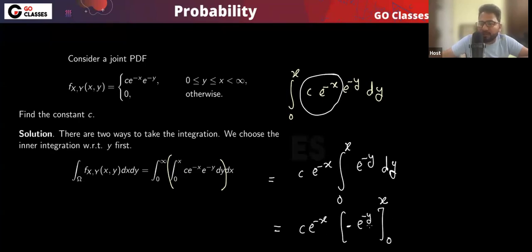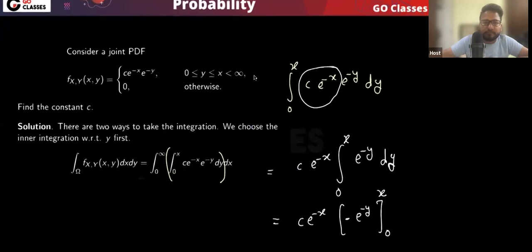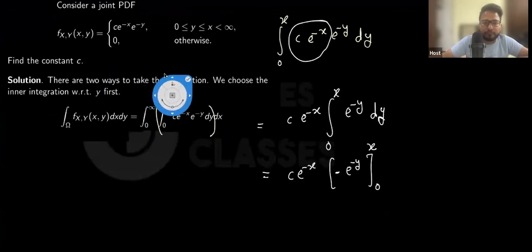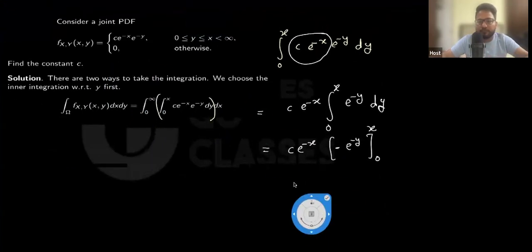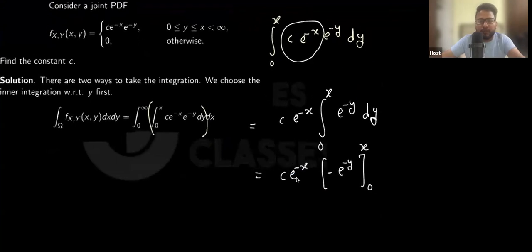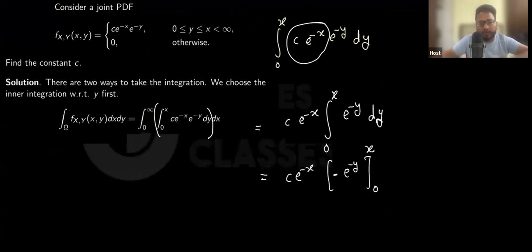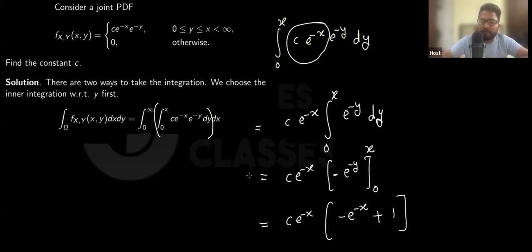Now you just put in this x, and then this 0 also. Let's see what you are getting. If you put x, then it will be minus of c e power minus x. If you put 0, then minus and minus will be plus, and it will be 1. So this is what you are getting inside. Let me know if that is fine to everyone.